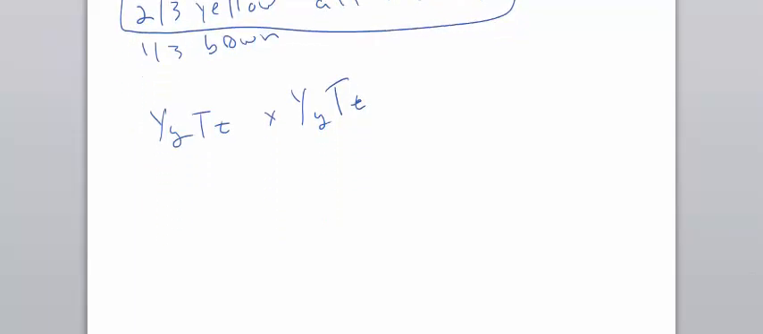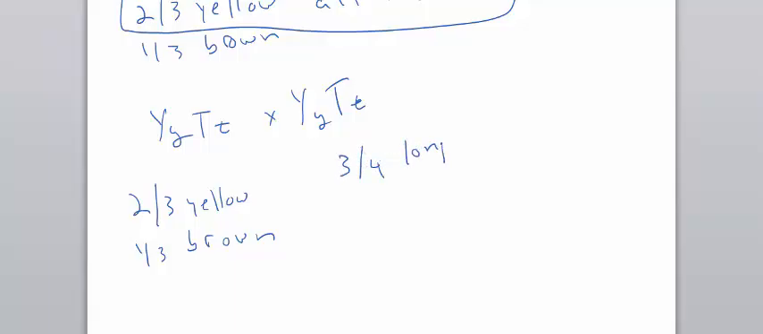But we can't do 9:3:3:1 because 9:3:3:1 depends on each of these things behaving normally by itself. But we know that the yellow gene is going to give us 2/3 yellow and 1/3 brown. And so that'll screw up a 9:3:3:1 cross. 9:3:3:1 depends on this being 3/4 and this being 3/4 or 1/4. Now we also know that for the long tail, we expect 3/4 long tail, 1/4 short tail.